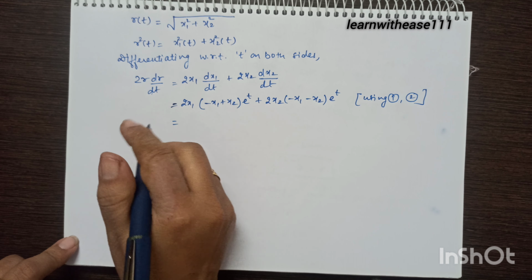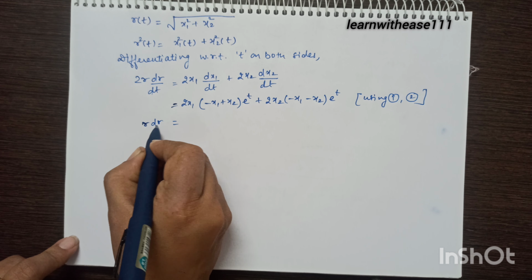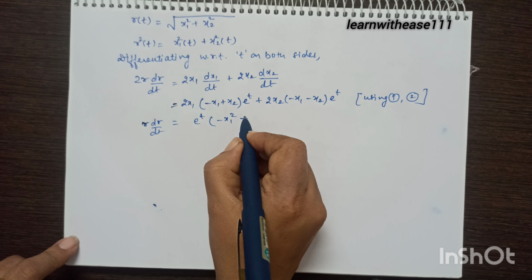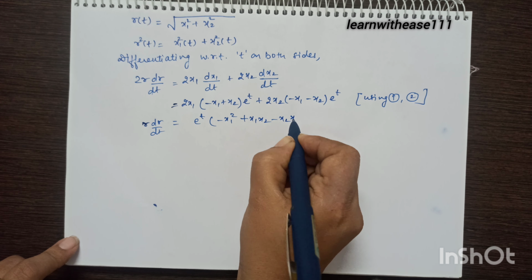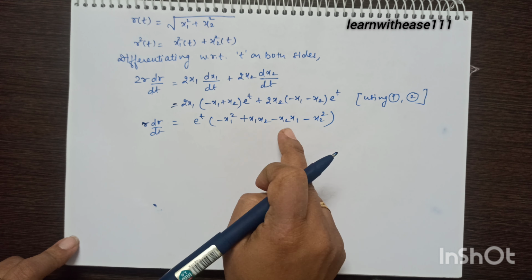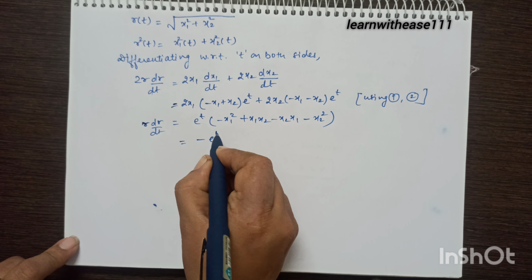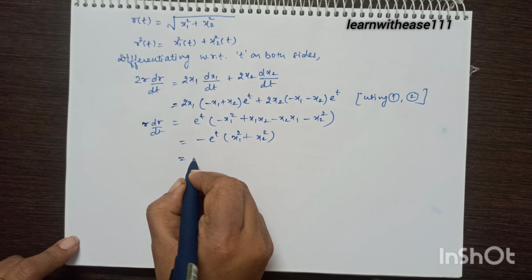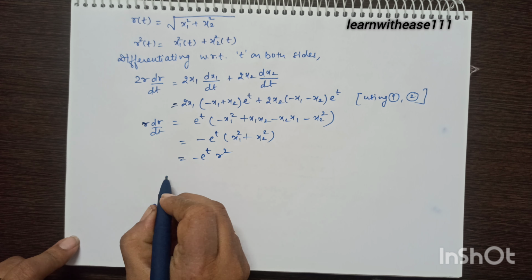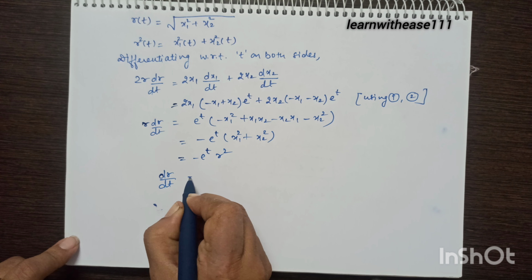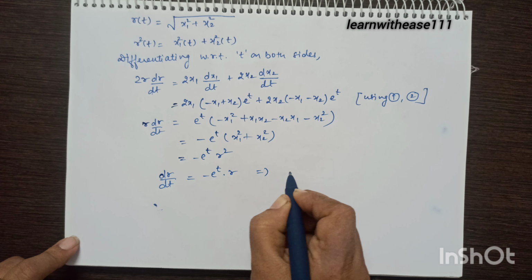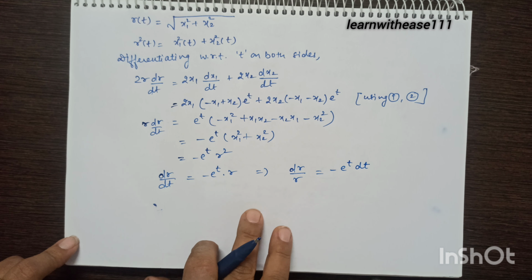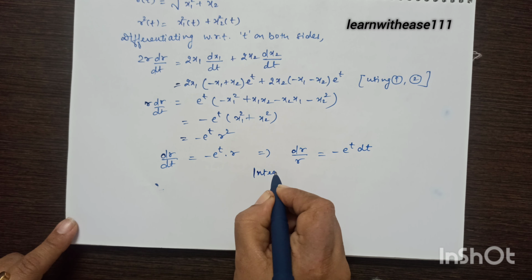The 2 will be cancelled out throughout. R dr by dt is equal to e to the power t common, minus x1 square plus x1 x2 minus x1 x2 minus x2 square. Middle terms will cancel out. We are left with minus e to the power t times x1 square plus x2 square, which is actually r square. Cancelling r, dr by dt is equal to minus e to the power t r. Dr by r is equal to minus e to the power t dt, integrating both sides.